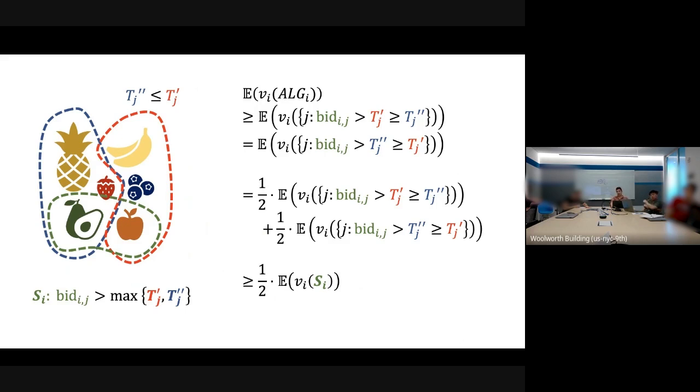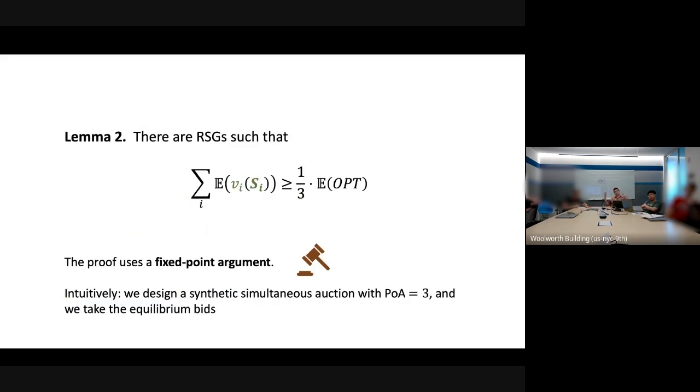So the good thing about this mirror lemma is that we can now think of this as a simultaneous allocation. And then, since it's a simultaneous thing, we can think of the version where the allocation was offline, but valuations were private information. Basically, what we can show is that random score generators that guarantee a good approximation exist. Intuitively, what we do is design a synthetic auction similar to the first price auction, and we take the equilibrium of this synthetic auction.